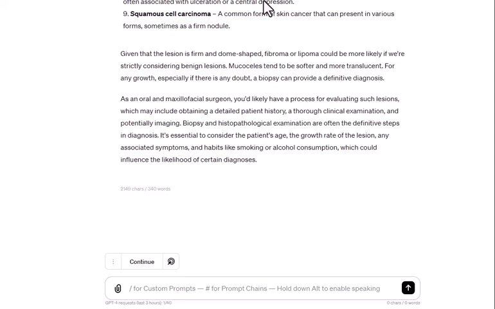It's essential to consider the patient's age, the growth rate of the lesion, any associated symptoms, and habits like smoking or alcohol consumption, which could influence the likelihood of certain diagnoses.